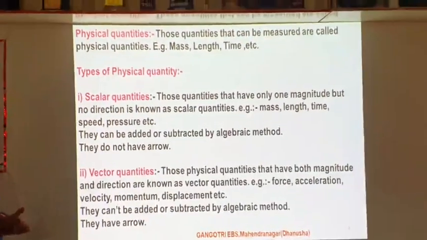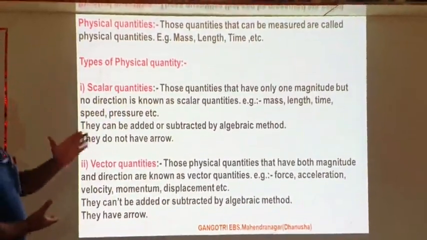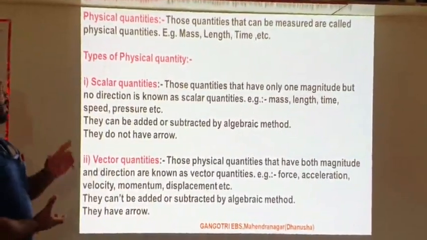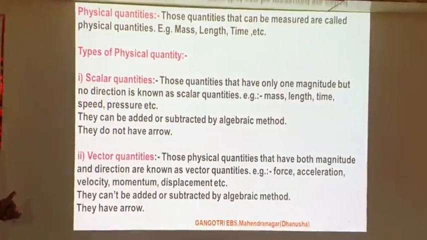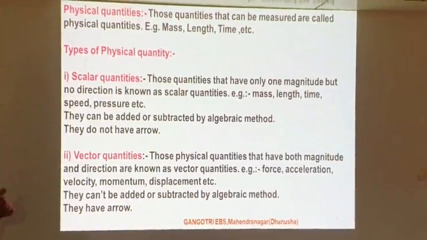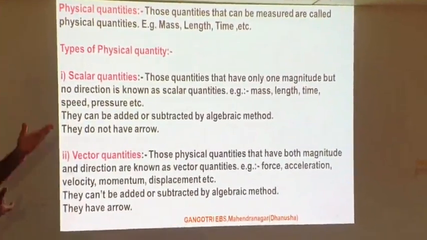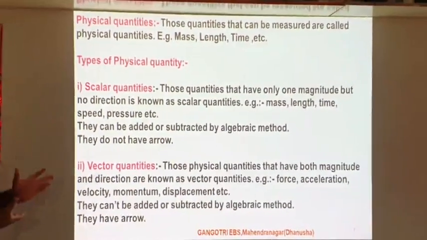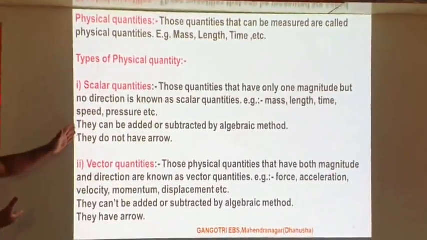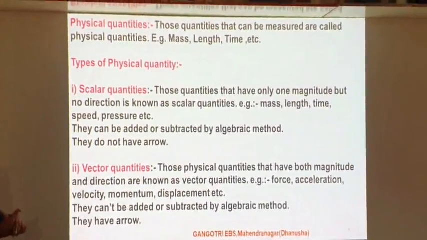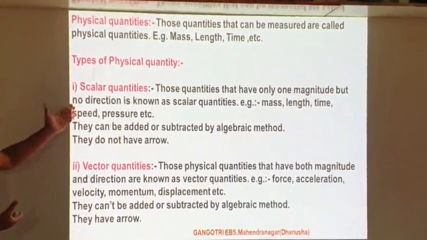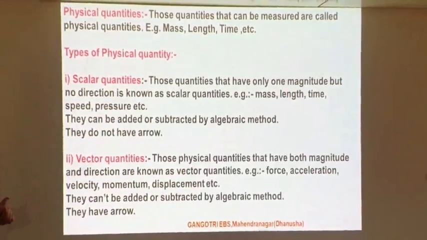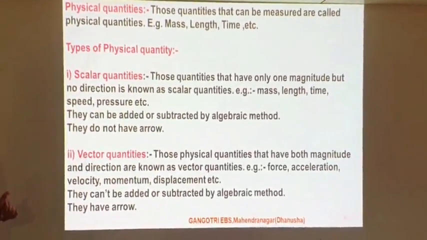Scalar quantities are those quantities that have only magnitude but no direction. Examples: mass, length, time, speed, pressure. They can be added or subtracted by the algebraic method. A scalar quantity can be added or subtracted algebraically, and it does not have an arrow.